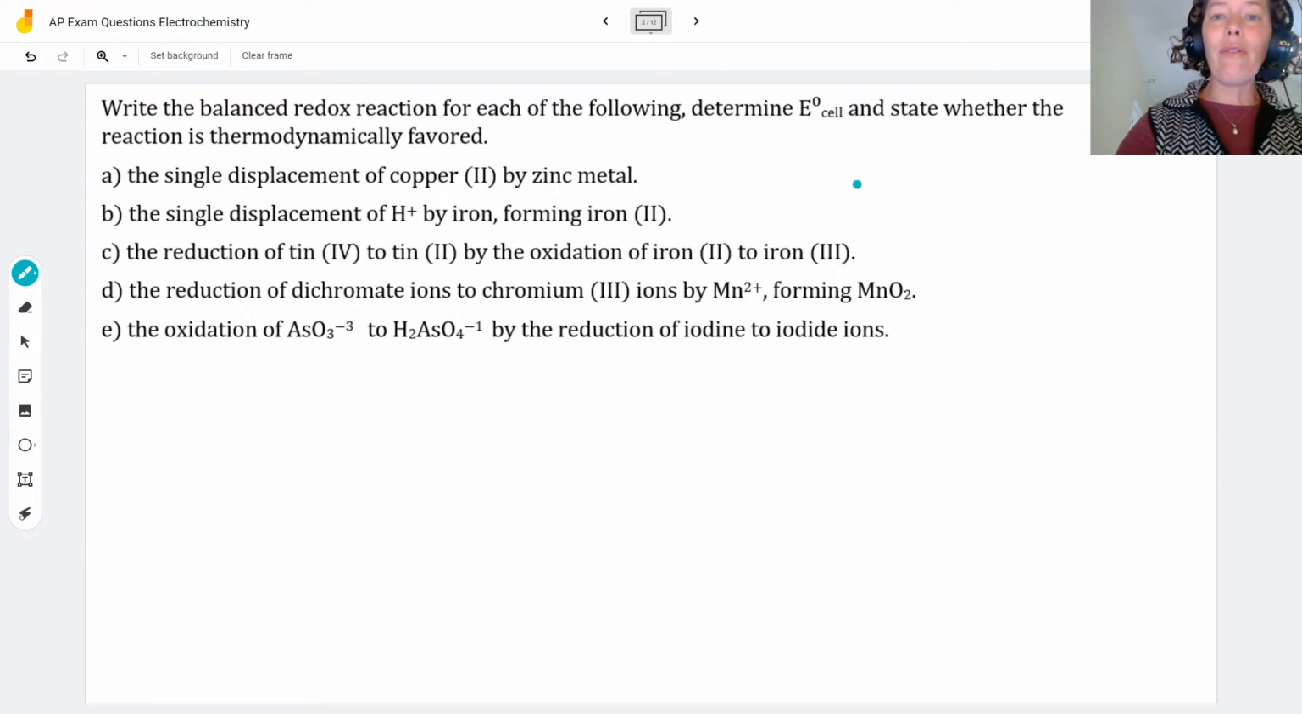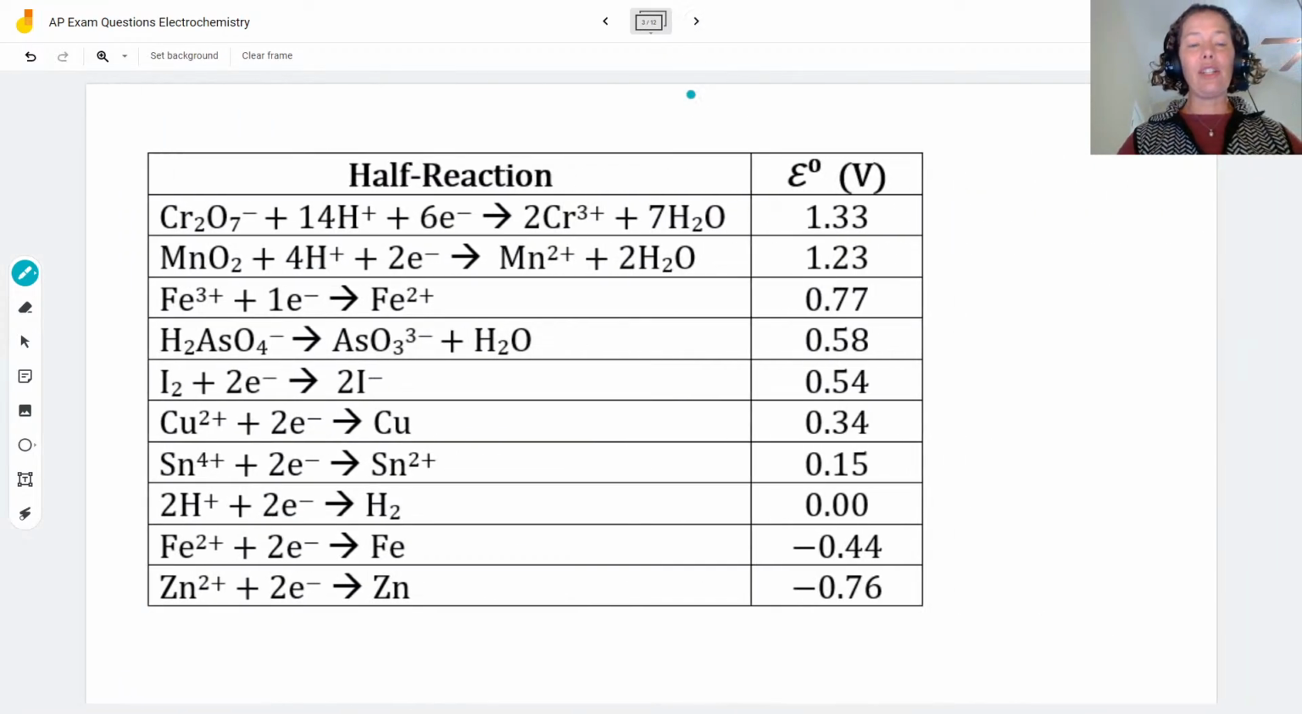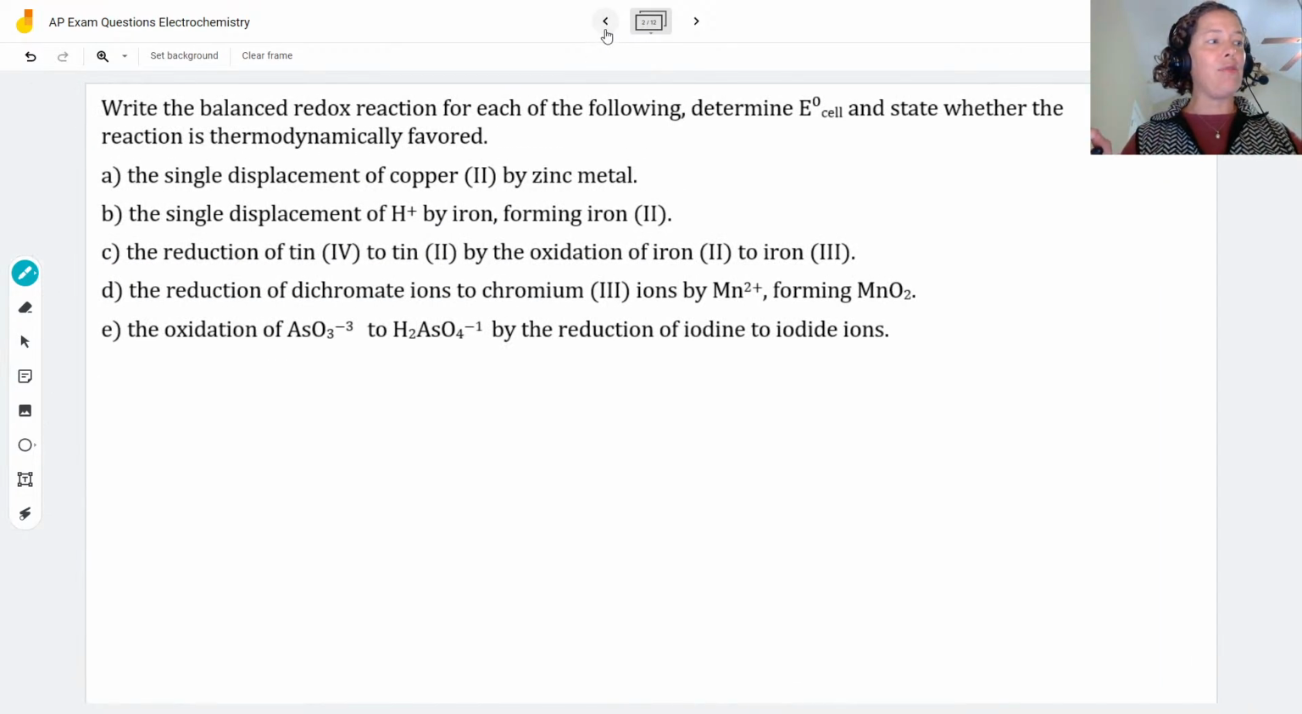Now, I do have on the next page, because we're going to need this, a list of our half reactions that we are going to be using. On the AP exam, they will either give you a table with half reactions, or they will give you the voltage of the half reaction in the problem. So this is a table of all of the half reactions that we are going to need. So it's going to be a little bit of flipping back and forth. Okay, with that being said, let's go ahead and start on question A.